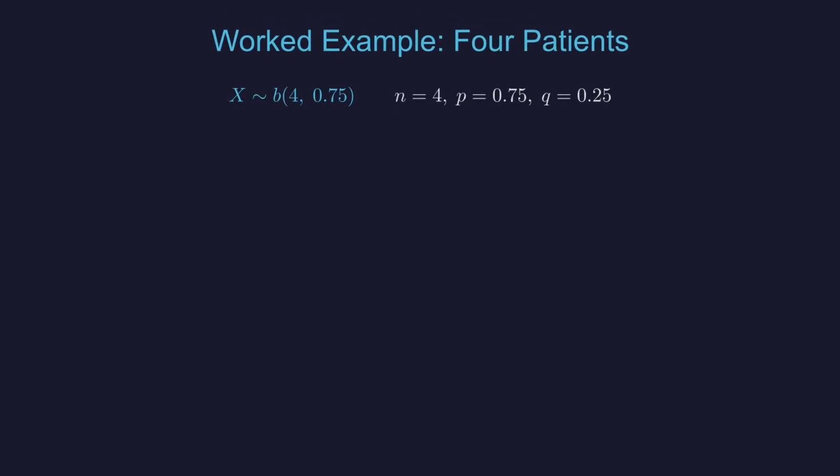Let's work through an example. We have 4 patients, each with a 75% chance of successful treatment. What is the probability that none of them are successfully treated?